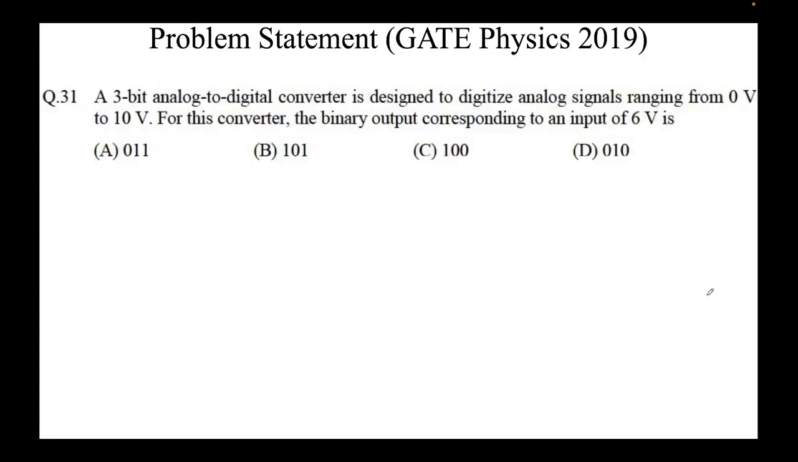Okay. Right. So this is now the second question. Again, the same concept. Again, we have analog to digital converter. Now it's given that it's 3-bit. So I'll write n equal to 3. It's ranging from 0 volts to 10 volts. So very good. V max is 10 volts.